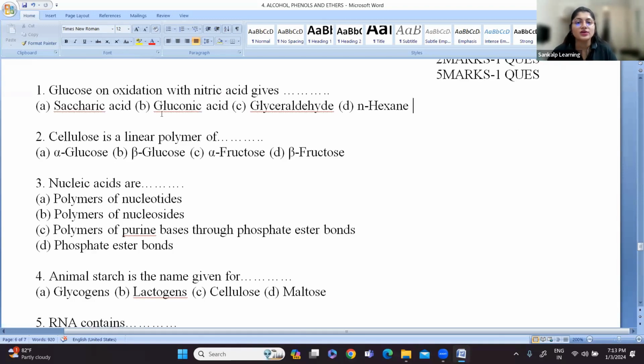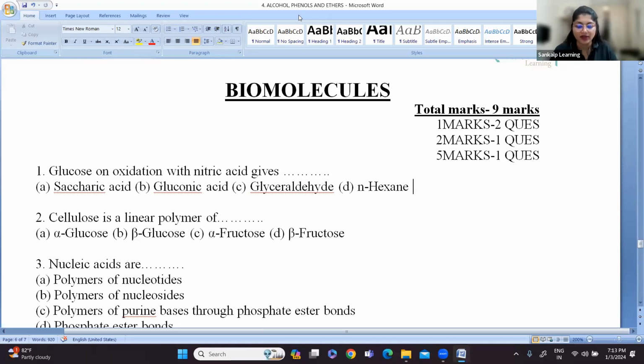So firstly, you'll be having the MCQs. You'll be having 2 MCQs from this particular chapter. So we'll start with the MCQ, students. Shall we start?